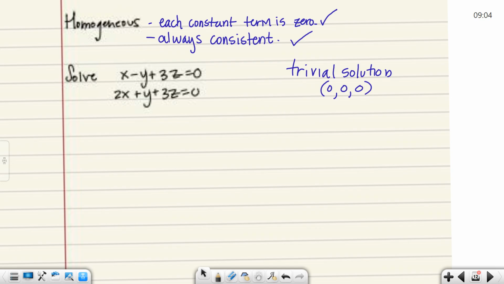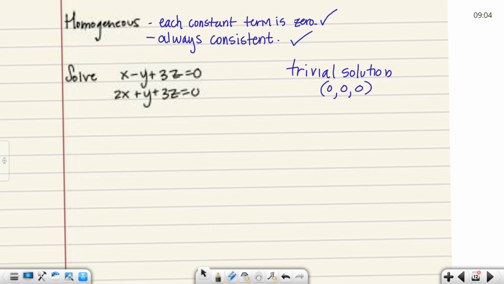So one of the questions on your homework was, give me a characteristic of a homogeneous system. And one of the characteristics is that the constant terms are always 0. And another characteristic is that it is consistent.